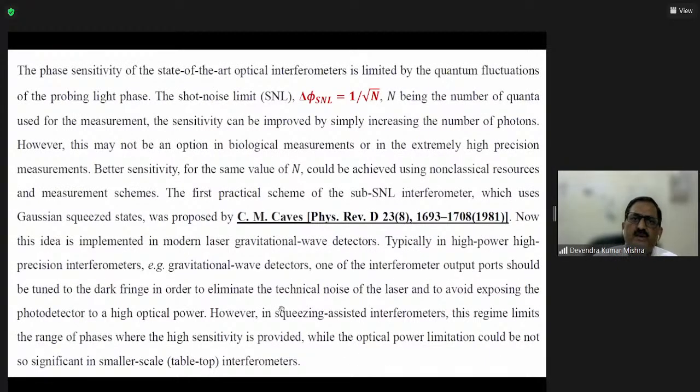The phase sensitivity of state-of-the-art interferometers is limited by quantum fluctuations. First one is the shot noise limit. Shot noise limit is equal to 1 upon square root of n, where n is the number of quanta used for the measurement. The sensitivity can be improved by increasing the number of photons. Now the question is, can we surpass this limit? The answer is yes. Now let us see how.